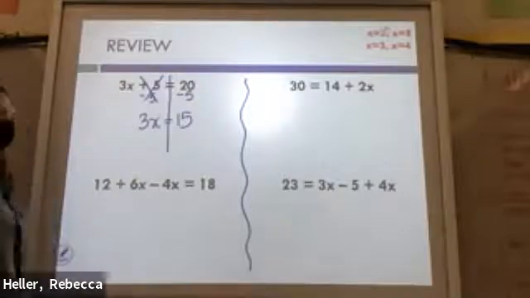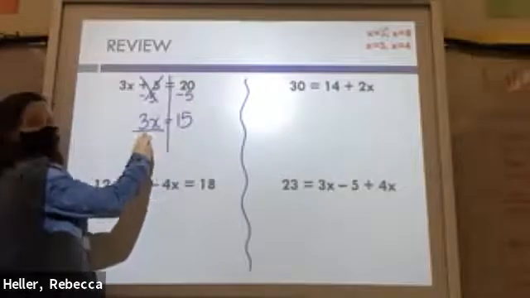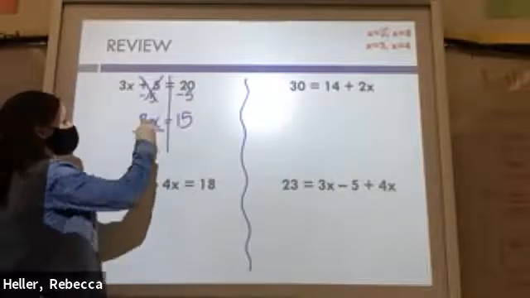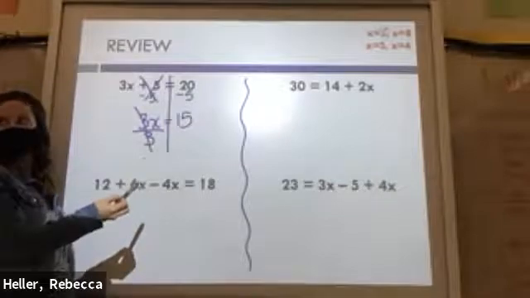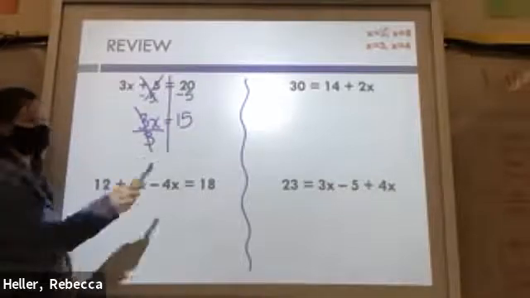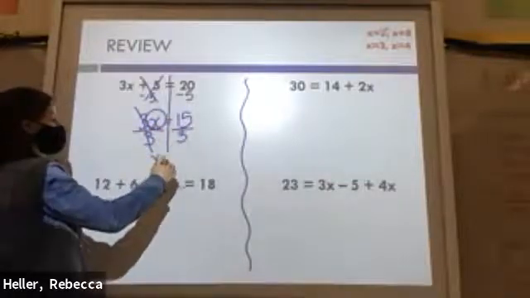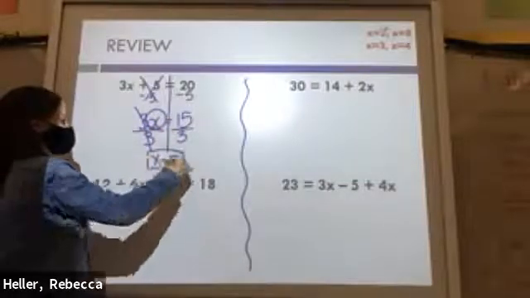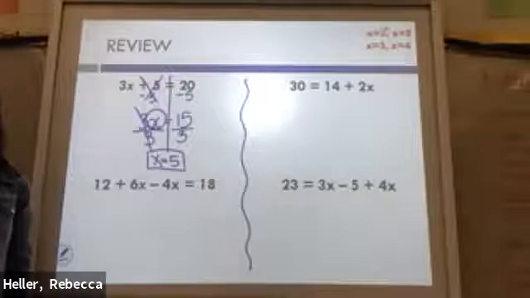Molly? Yeah, divide by 3 over here. What's 3 divided by 3? 1, right? And that leaves just the x by itself. And then 15 divided by 3 gives us our answer of 5. Seem familiar? Looks familiar.